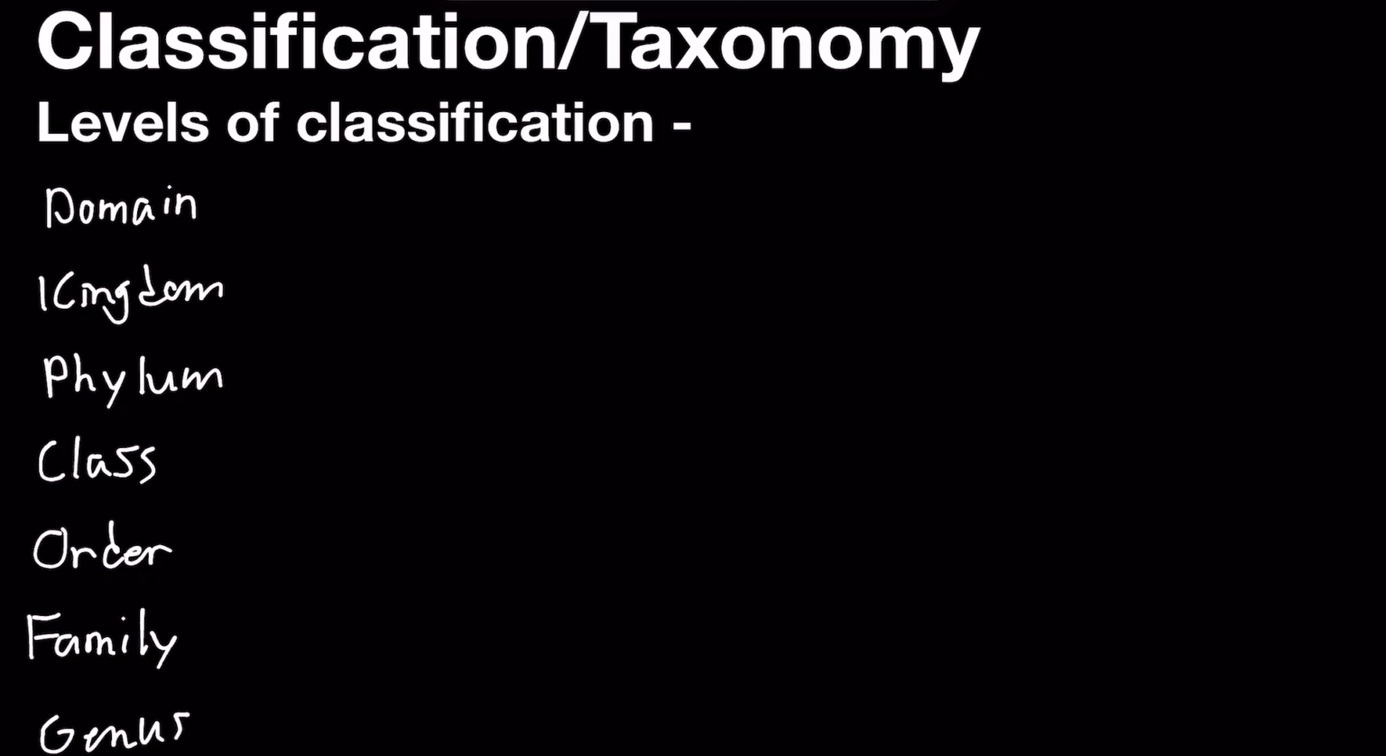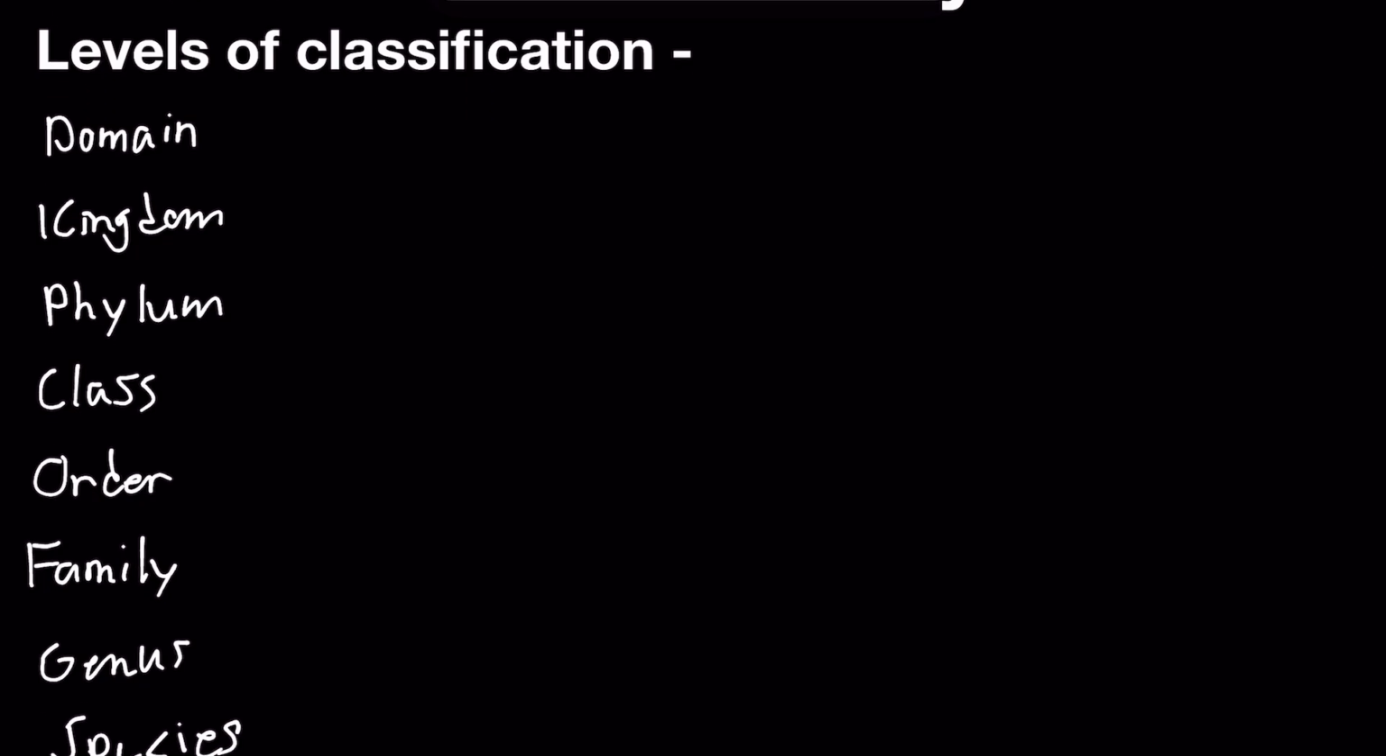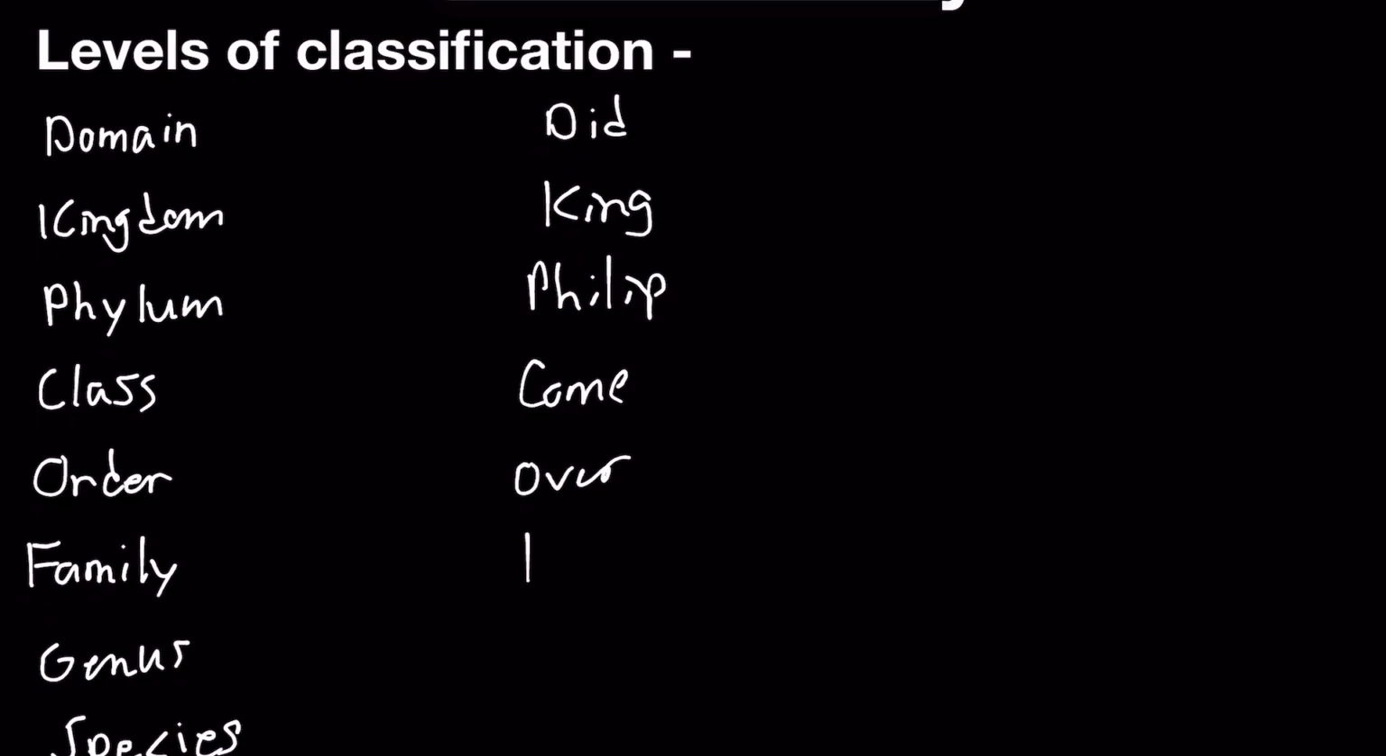So these are just the levels that you're going to have to remember, but there's a specific way, at least this is the one I use that helps me remember, and it's a mnemonic. So the phrase I use to remember is: Did King Philip come over for good soup?